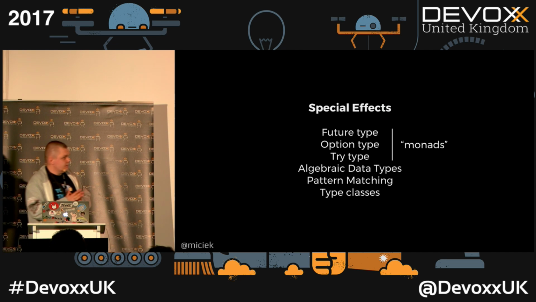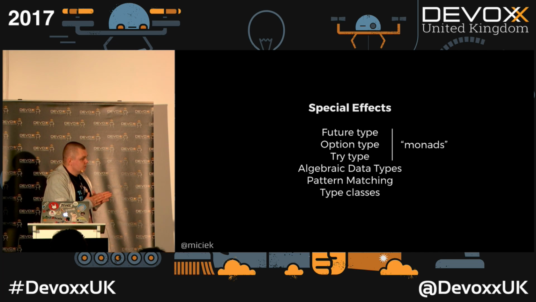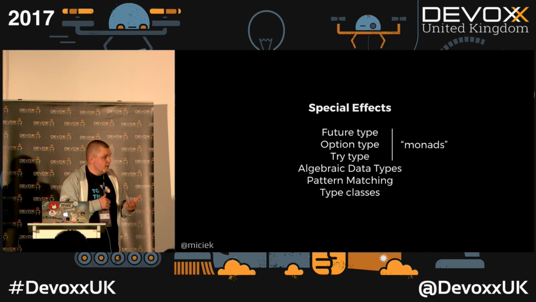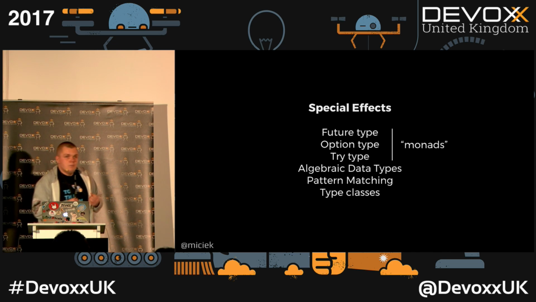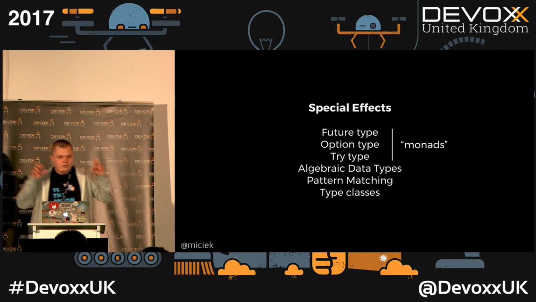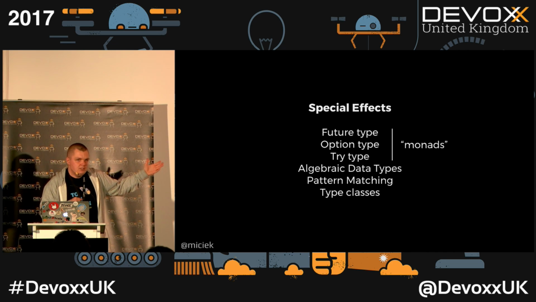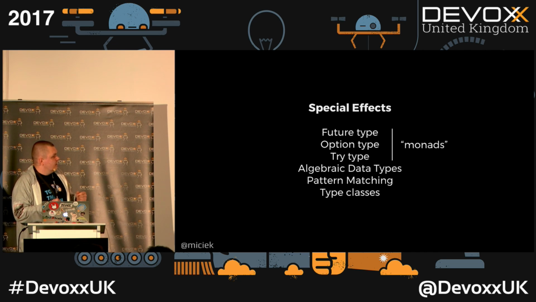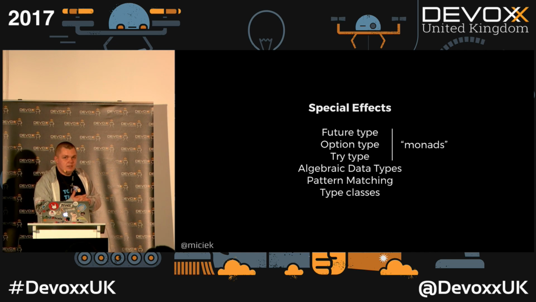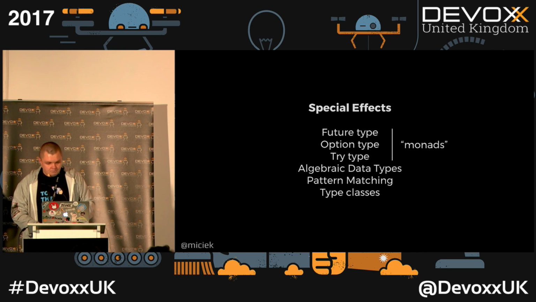And special effects by the Future type, which models values that may be available in the future or failures, the Option type that models values that may not be there, and the Try type that models computations that may fail. All three of them can be treated as monads. And algebraic data types that help us model reality because reality is very complex. And pattern matching that helps us deal with ADTs because ADTs may get complex. And the type class pattern that helps us decouple the concerns from each other.